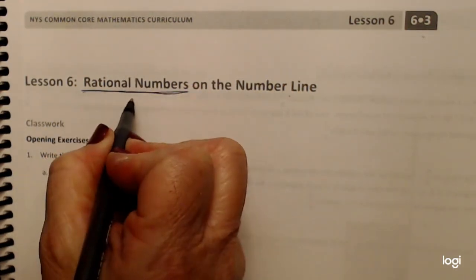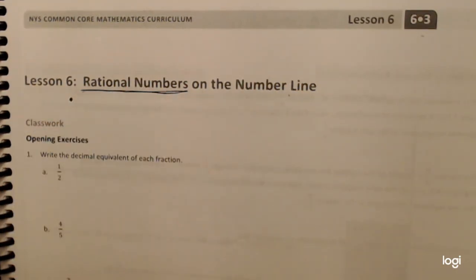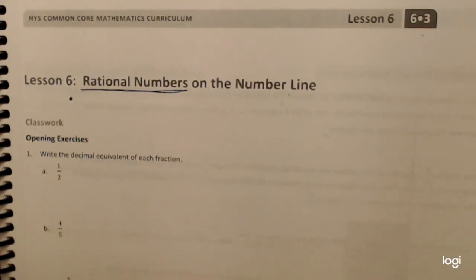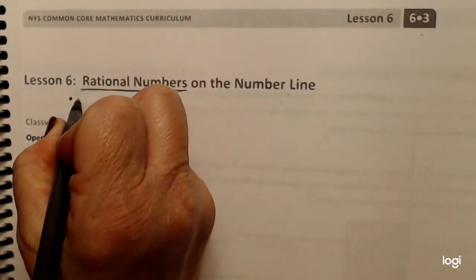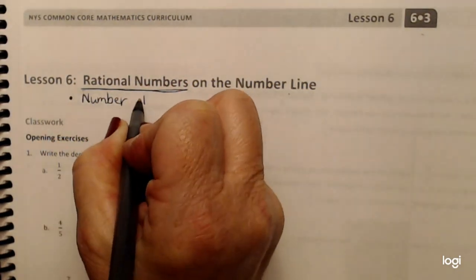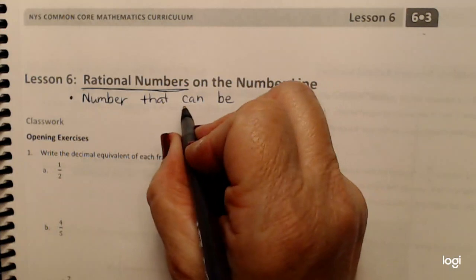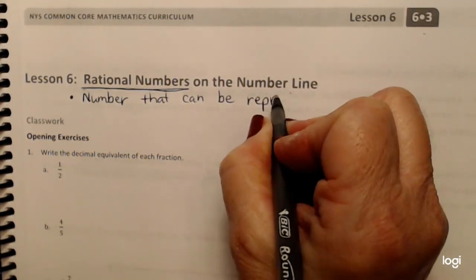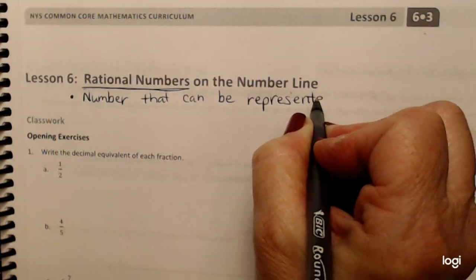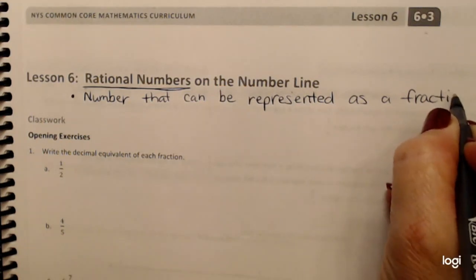So what I'd like for you to write here for rational numbers is we're going to make a little bullet right here. And I'm going to tell you what a rational number is. Remember, if you need to pause your screen to keep up on what I'm writing, please do so. A rational number is a number that can be represented as a fraction. So we're going to write that: number that can be represented as a fraction.